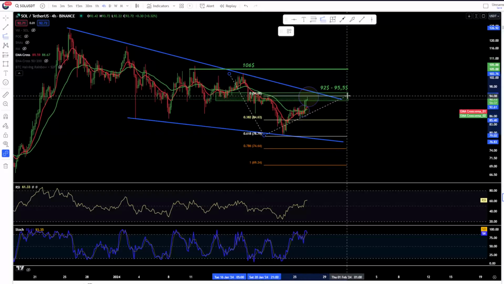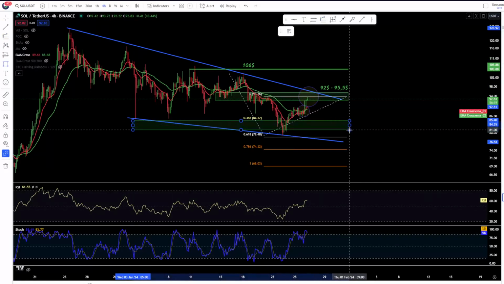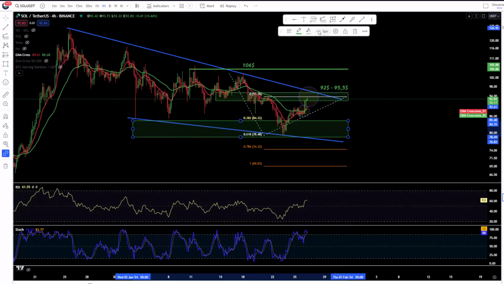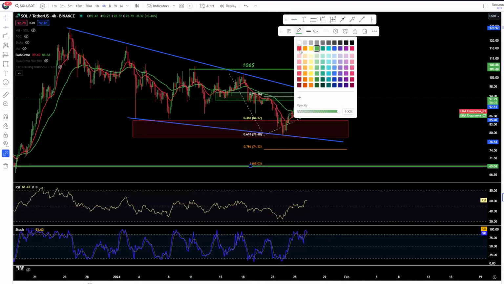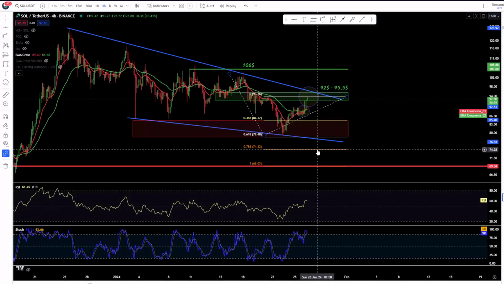However, when the price starts to reverse, it can be seen that from the level of $84 to the level of $78.50, a strong support zone has formed. Only when it is broken can we see the price drop further to around $69.